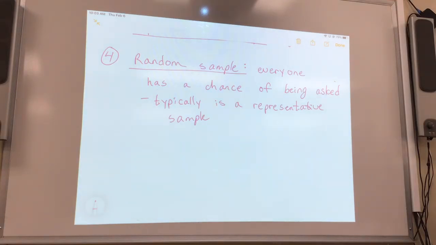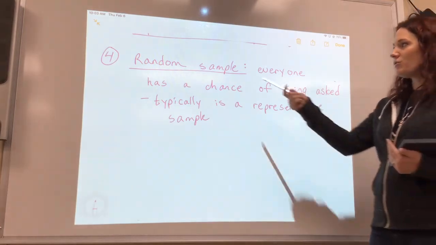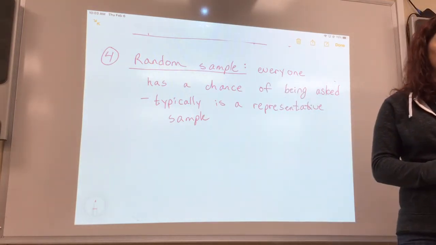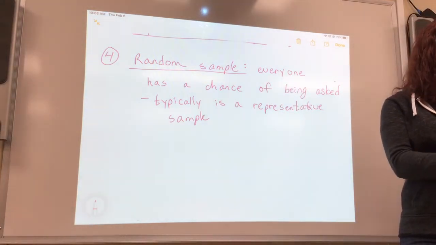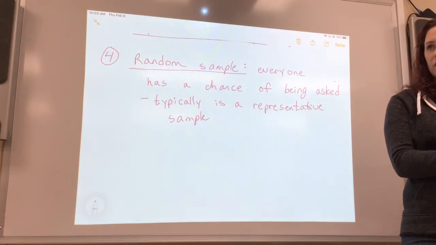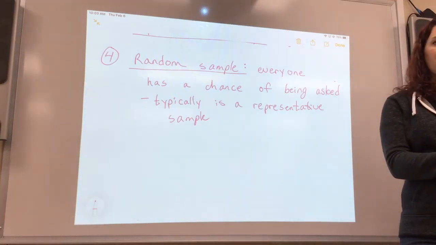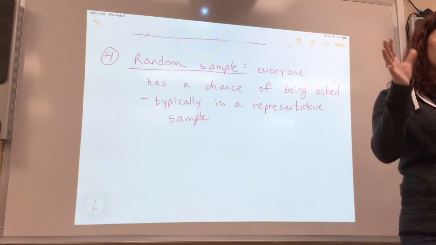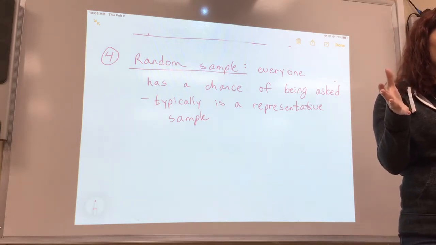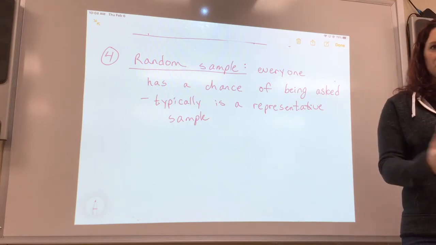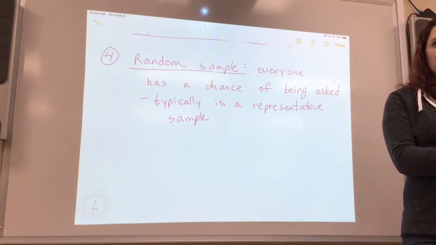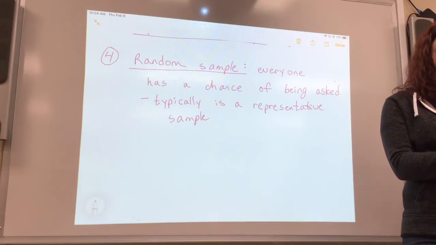If our population was our whole school, how could I do a random sample? We'll look at some examples yet today, but I want to see what you can come up with. How could I get a random sample from everyone at the school? So I couldn't just go into a 6th grade class, because then not everybody's got a chance to answer the question, because only the 6th graders are going to answer. So how could I make it so that everybody has a chance of being asked?